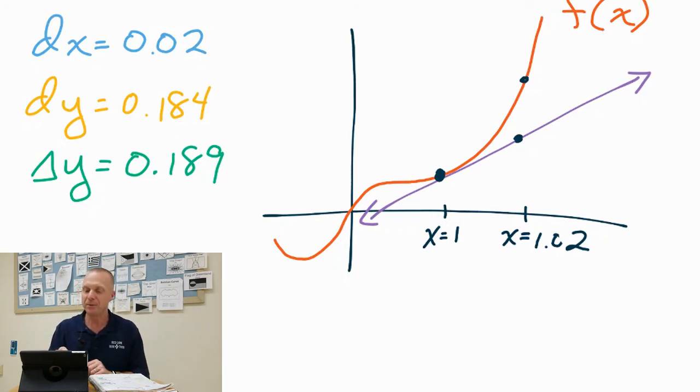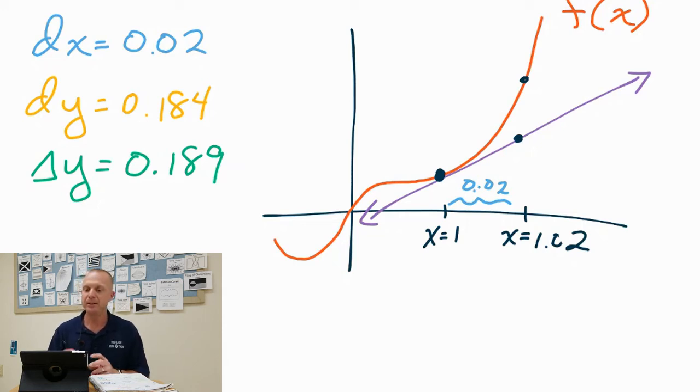I hope that the first one, dx, is one that you feel like you can fill in. That's the change in x. Are you getting the idea that the change in x is how we went from x equals 1 to x equals 1.02? So I feel like we could pretty confidently say that this space right here, this distance, would be 0.02. Again, it's the change in x.